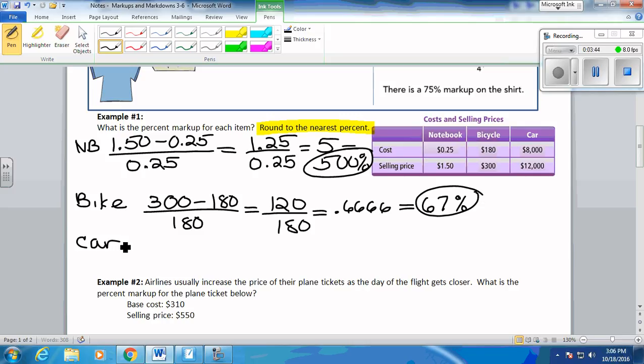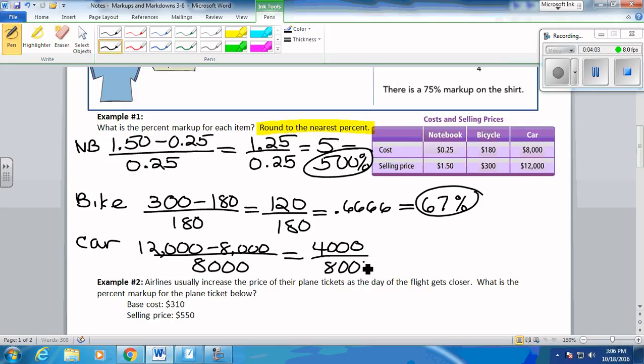Then we have the car, which is $12,000 for the selling price, minus the $8,000 of cost to give us, and then, sorry, I forgot that I need to divide it by the cost, which is 8,000. So now I have 4,000 divided by 8,000, which gives me 5/10, which is the same thing as 50%. You just have to be clear that the formula that I'm using, markup divided by cost, is telling me what the percent markup is. So you have to be careful that you do convert your answers to percents.